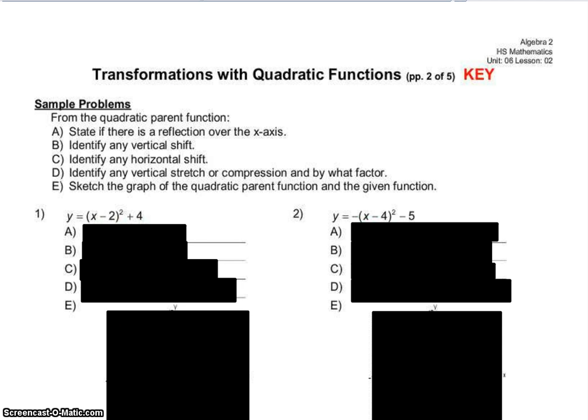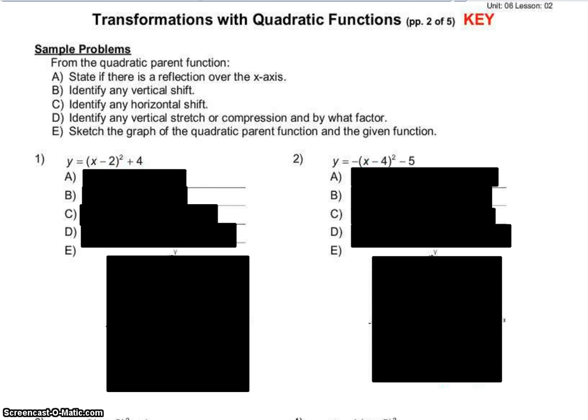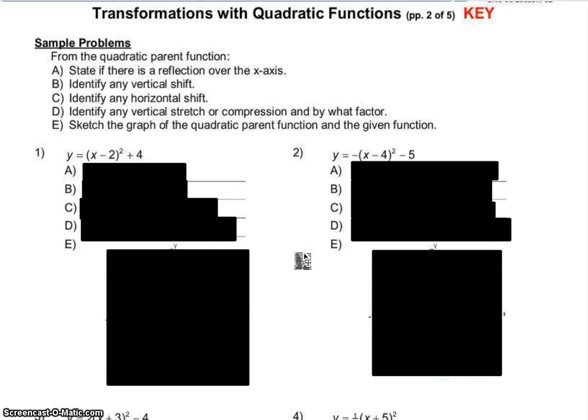All right, so now looking at your worksheet. We're talking about transformations, we're talking about changes. We discussed transformations in depth at the beginning of the year. The rules are the same regardless of what kind of function it is, and so this should not be new stuff. Okay, so looking at this, they want you to state if there is a reflection. They want you to identify a vertical or horizontal shift and vertical stretch or compression, and then sketch a graph.